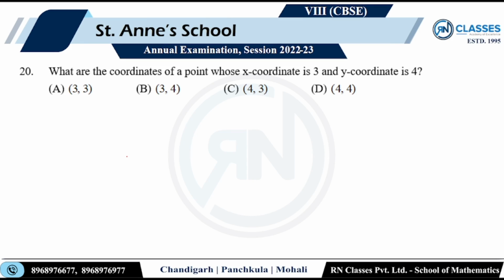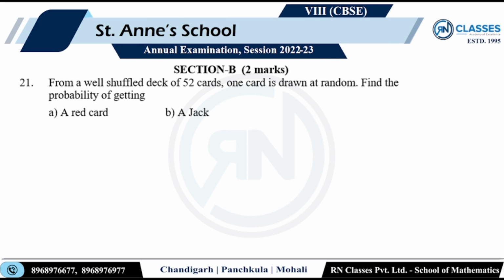Write the coordinates of the point. x coordinate is 3, okay, y coordinate is 4, so 3, 4, B part. Just read and write it, you only need understanding, that's it. Now we move to Section B. MCQs are over, the subjective paper begins. You have to do it in the right way.